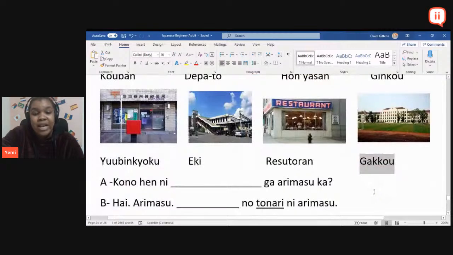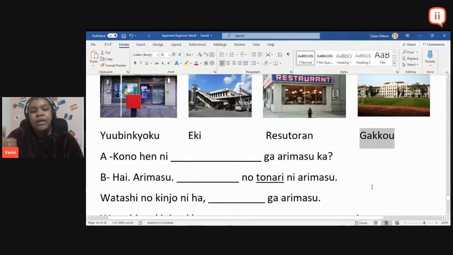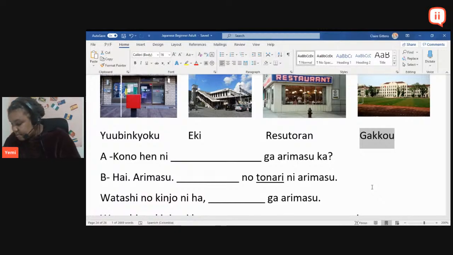So, watashi no kinjo ni wa ginko to yubin kyoku to eki to restaurant to gakko ga arimasu.